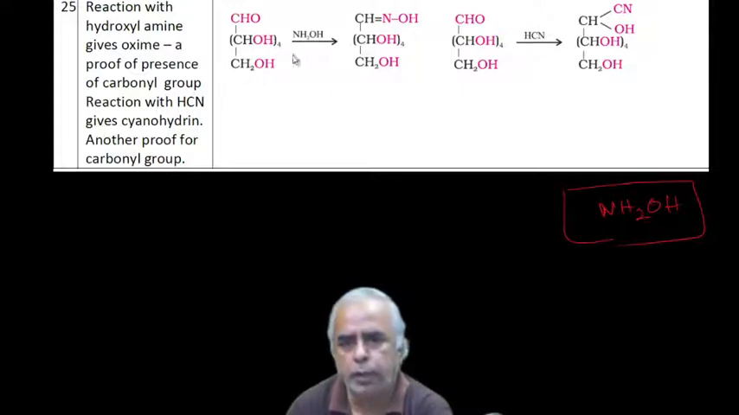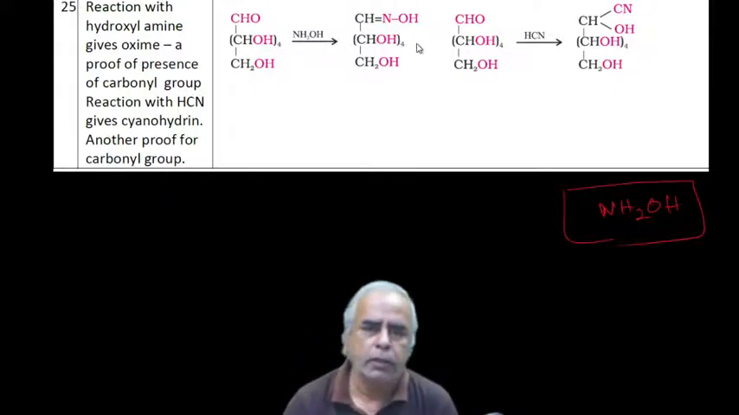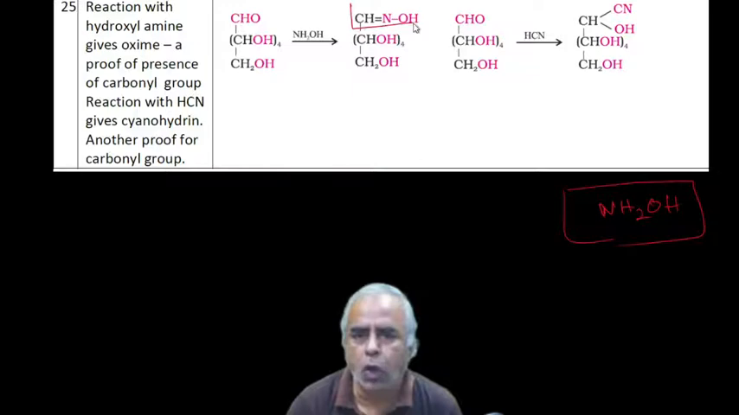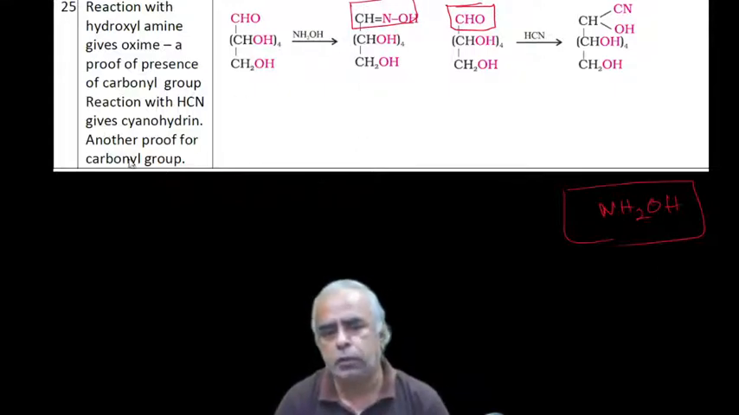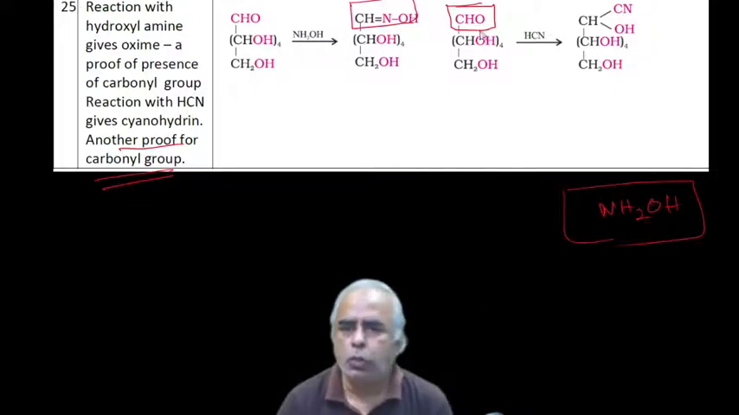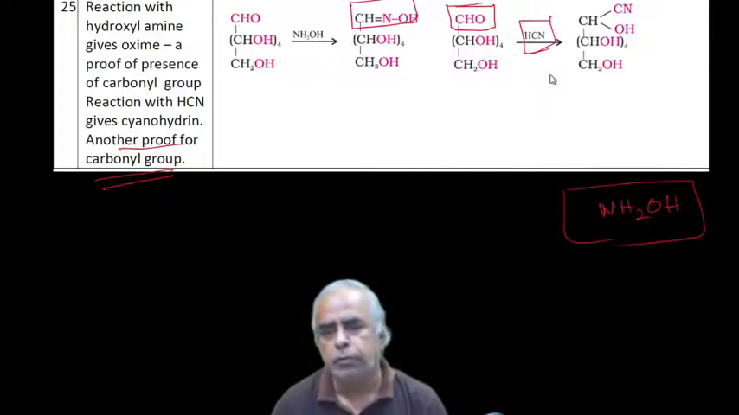So when hydroxylamine is treated with glucose, we were able to get an oxime. So it indicates the presence of some aldehyde group there, is it not? So we were able to get some aldoxime. That indicates the presence of an aldehyde group, and that is a direct proof for the presence of a carbonyl group. Not only that, when this carbonyl group is subjected to reaction with hydrogen cyanide, we were able to get the cyanohydrin compound.